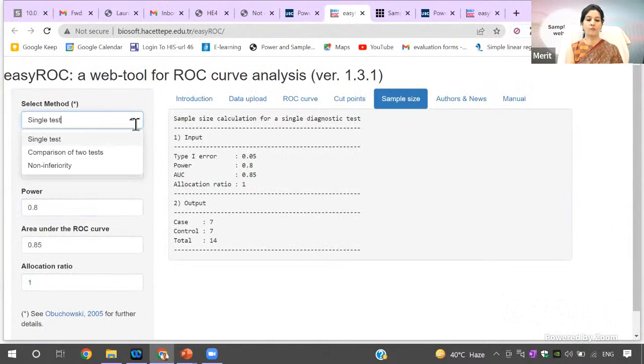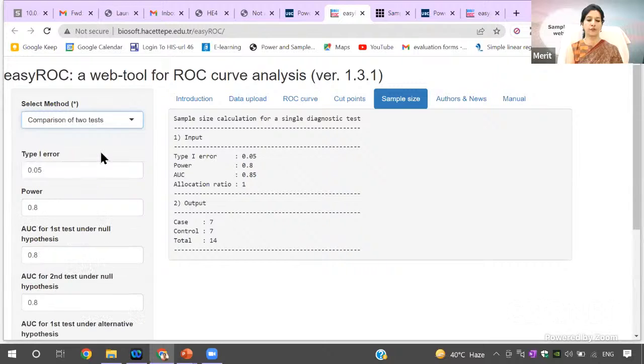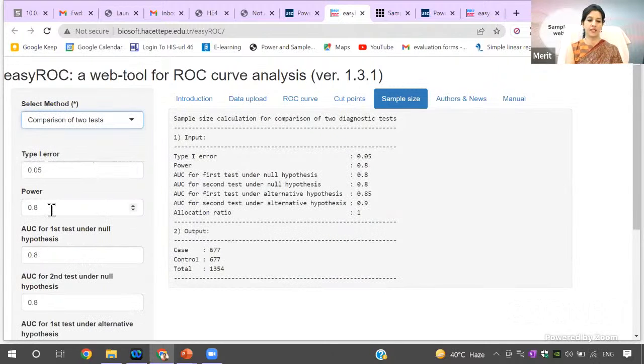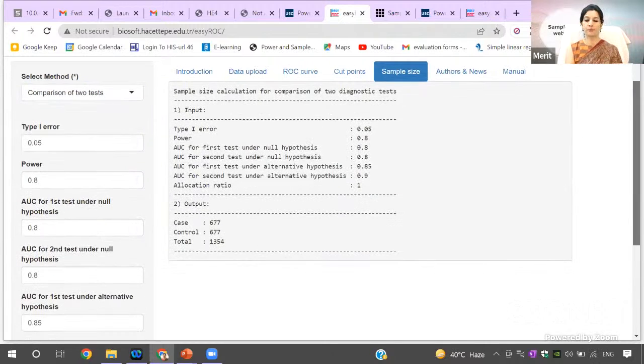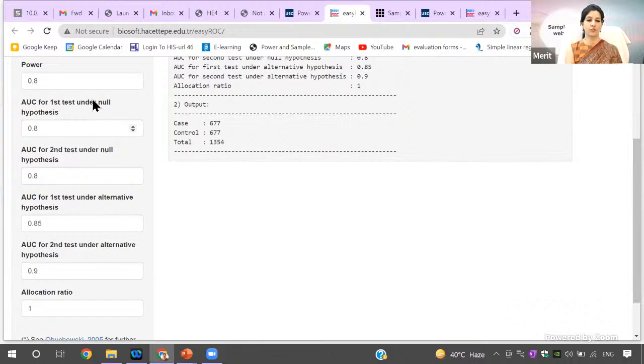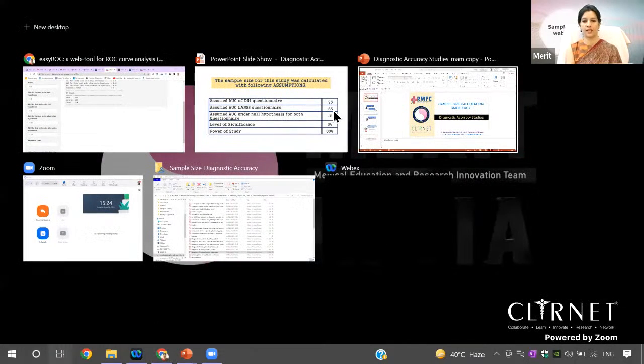So I'll go here in this ROC. From the drop-down menu, you will select comparison of two tests. The error is the same. Now, what input will you give? This is the AUC of the first test under the null hypothesis. I have taken both as 0.8, this as 0.85, and the other as 0.95. If you calculate the sample size, it will be 318. So a total of 318 is the sample size. Yes, you are right.